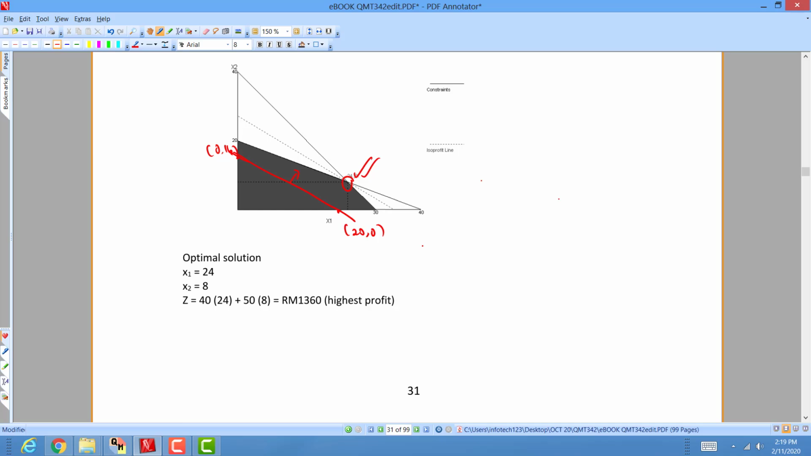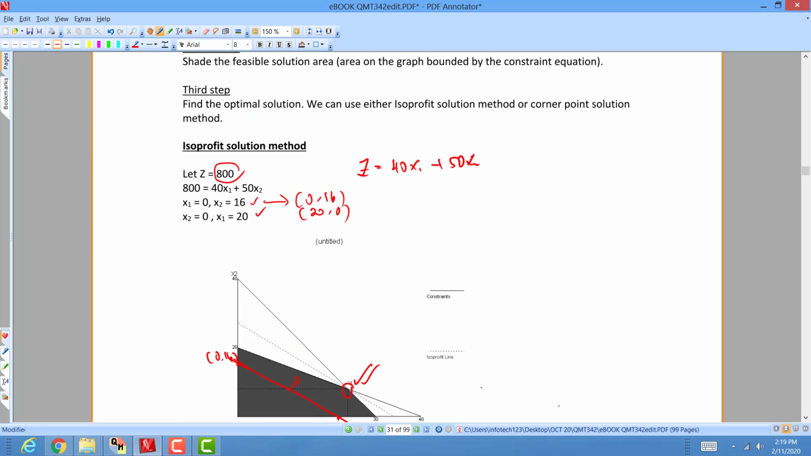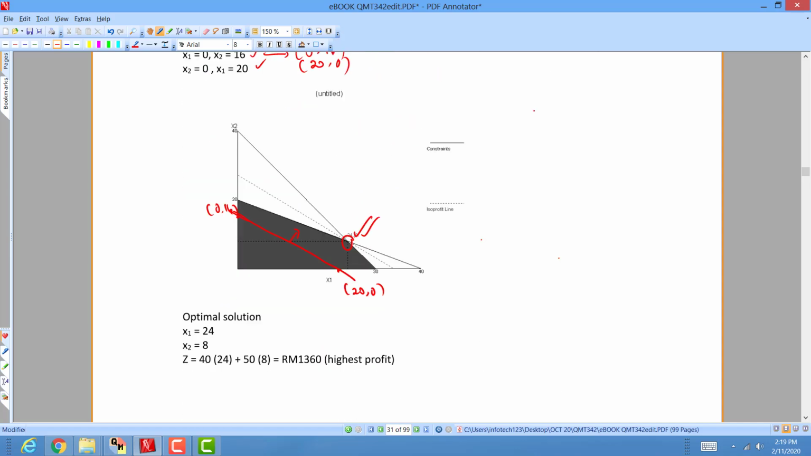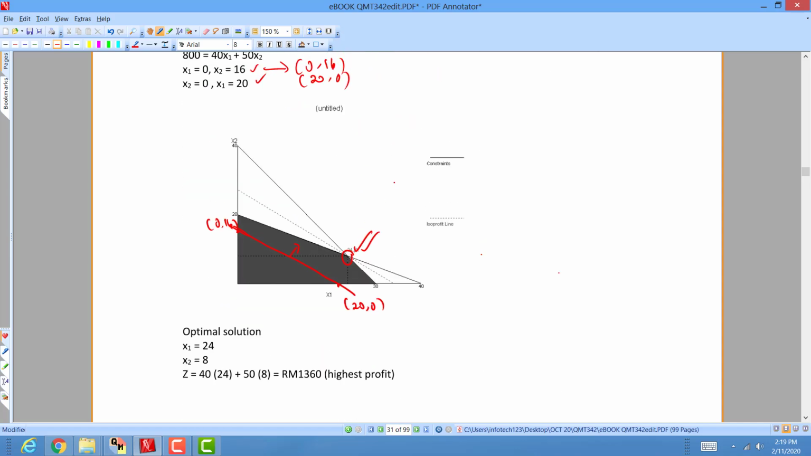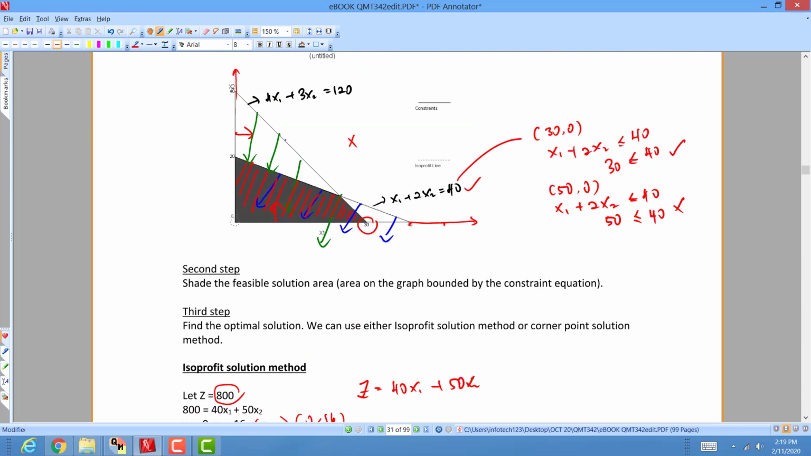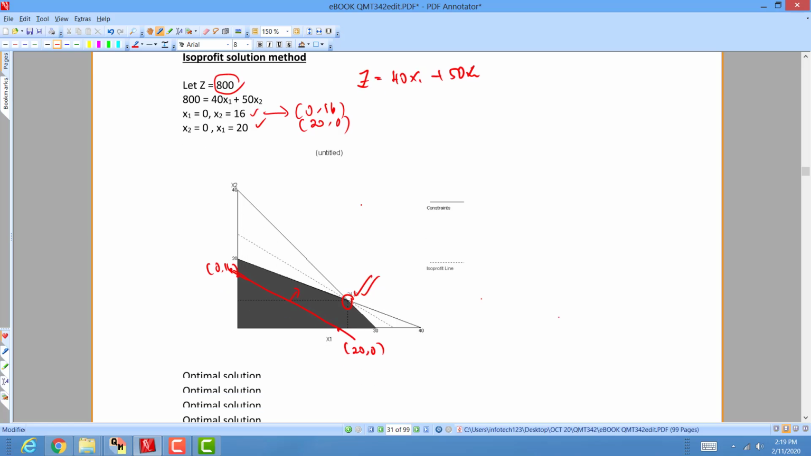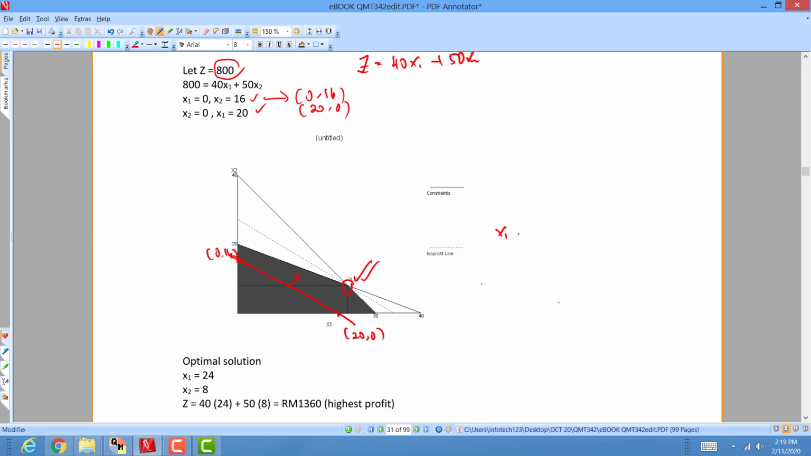So optimal solution kita adalah pada point 24 and 8. So how to get this point? Kat sini kan, kalau you tengok, you have two equation, that is, mana tadi equation kita? Sekejap. Okay, I ada X1 plus 2X2 equal to 40, and also I have 4X1 plus 3X2 equal to 120.